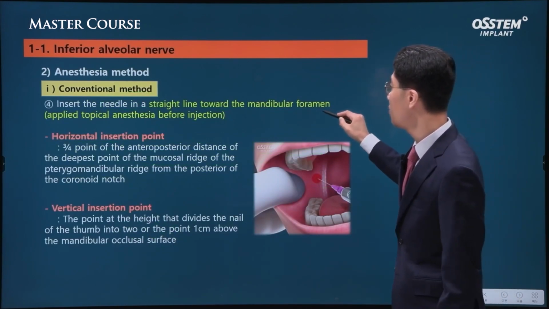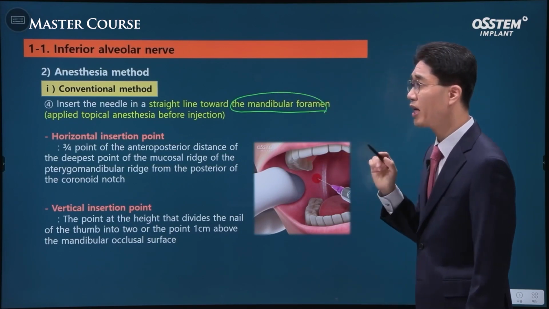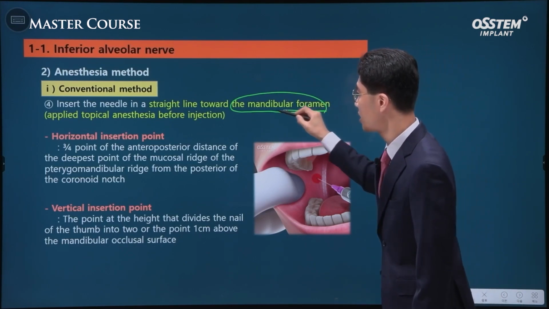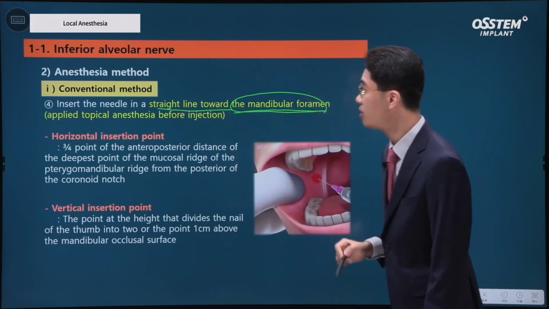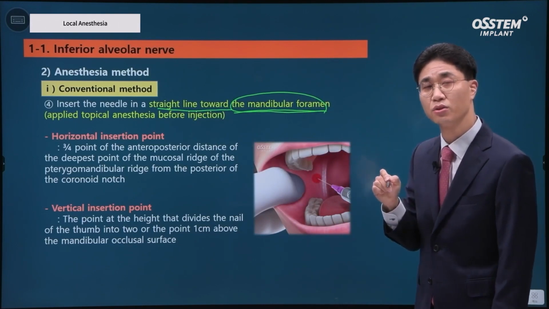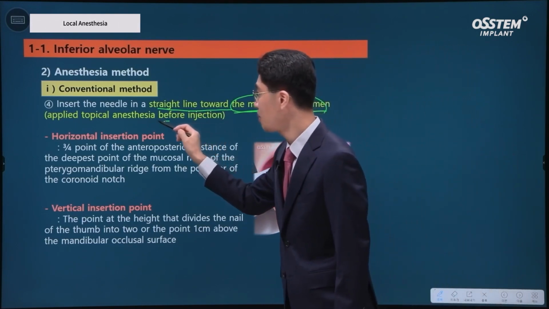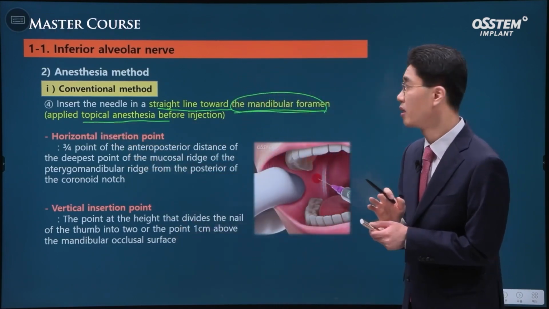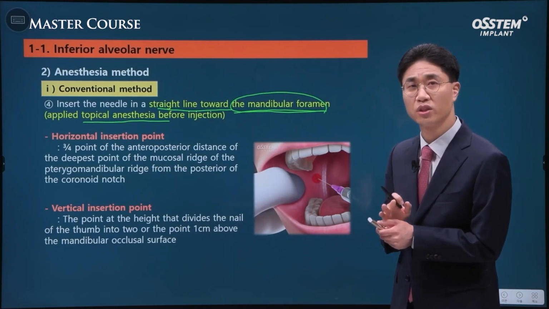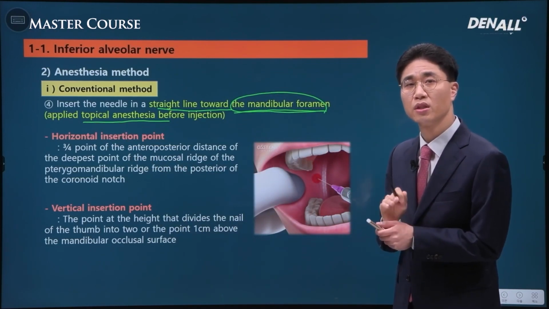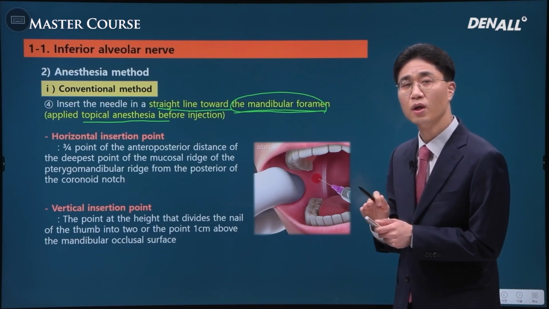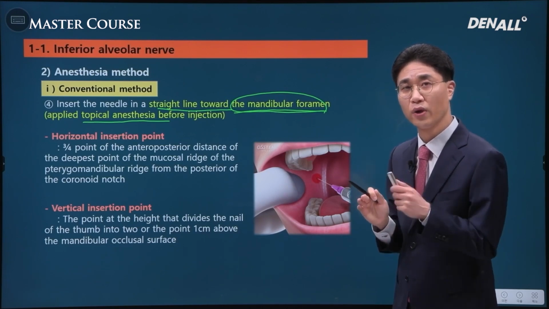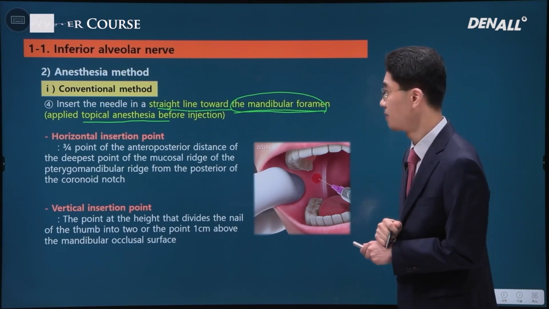Mandibular foramen. Where we need to put in the needle is the mandibular foramen. We inject towards the mandibular foramen, and before we do block anesthesia, in order to reduce patient pain on the mucosal surface, topical anesthesia is performed. When doing this, you need to dry the mucosal surface sufficiently, apply the topical anesthesia, and wait for a couple of minutes for the anesthetic effects to kick in before placing the needle.